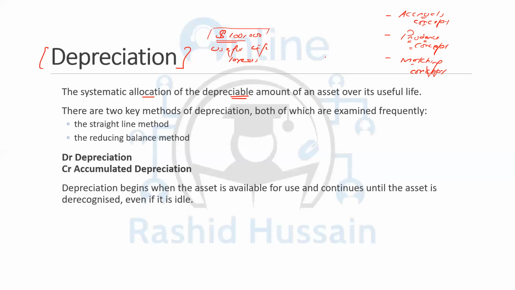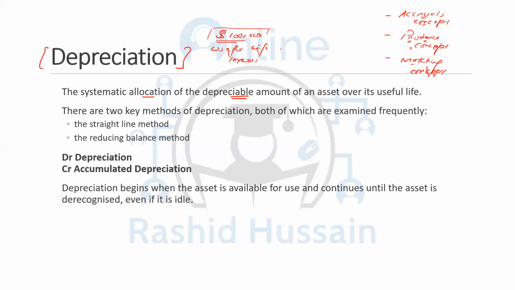So when you talk about depreciation, it is an application of the accruals concept, because the expense should be recorded in the relevant year. It is an application of the prudence concept, because if you're not charging the depreciation, you are overstating the assets. It is an application of the matching concept, because if you are recording the revenue pertaining to those assets, you should record the related expense in the same year as well. This is known as depreciation: the systematic allocation of the depreciable amount of an asset over its useful life.